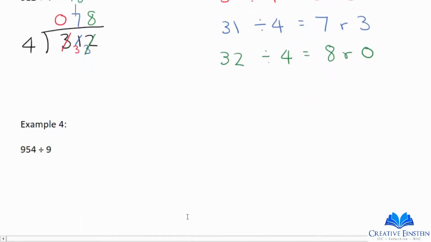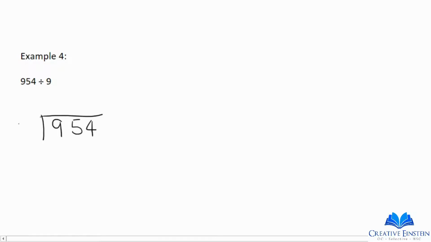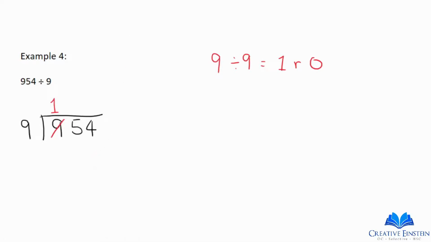Okay, let's move on to our last example. So we have 954 divided by 9. The first number we're using is 9 from 954. 9 divided by 9 in my head is 1, remainder 0. So I write 1 up here and I cross off the 9 to remind me that it's been used. The next number I'm using is 5 because there is no remainder here. I don't need to worry about it. 5 divided by 9 equals 0 remainder 5.